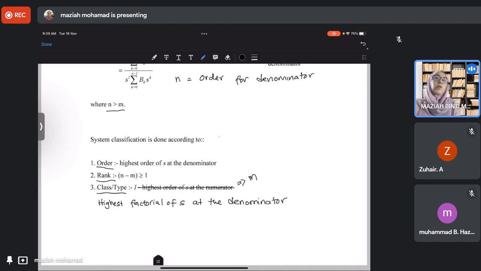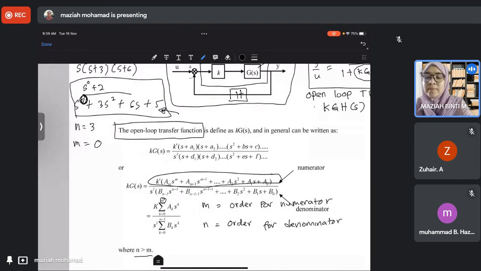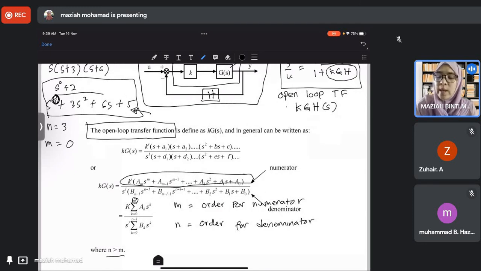Okay, so for class, we're going to look at the denominator, and then we try to look at what is the highest factorial S that we can have. Based on this example here, we look at the denominator. It is S cubed plus 3S squared plus 6S plus 5.